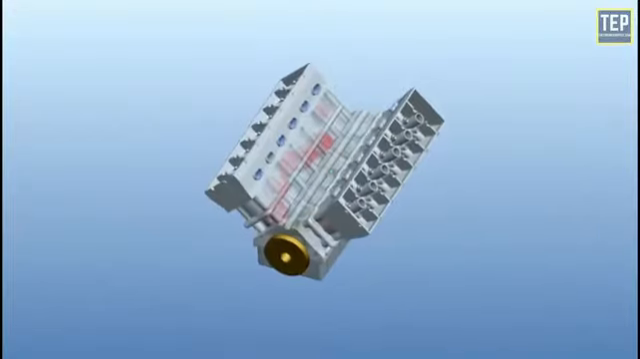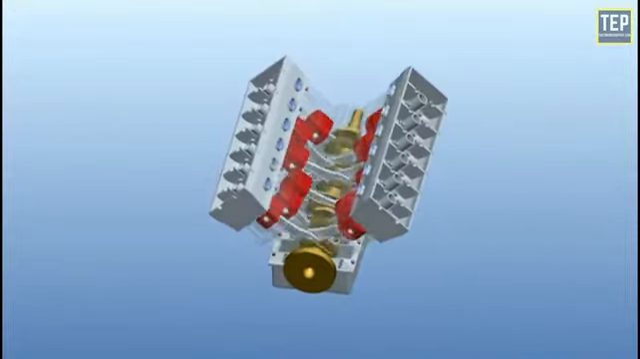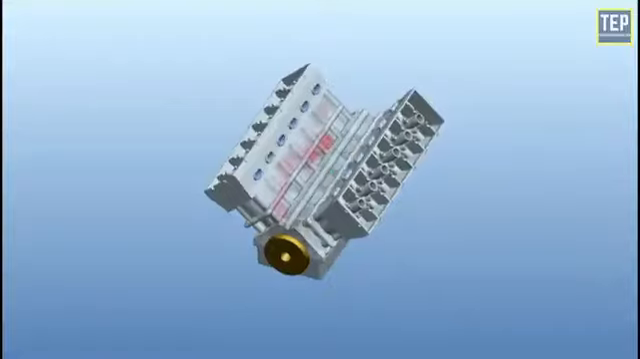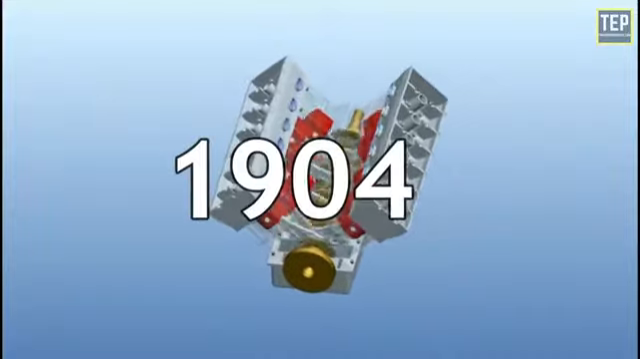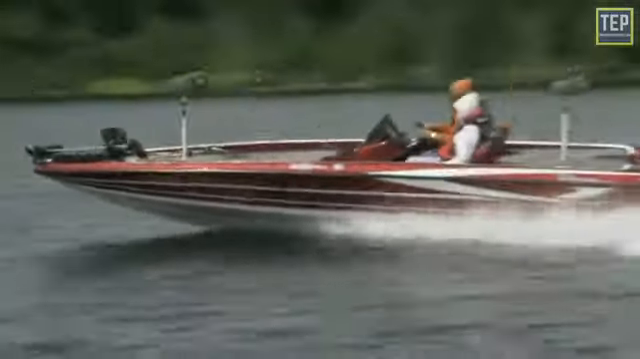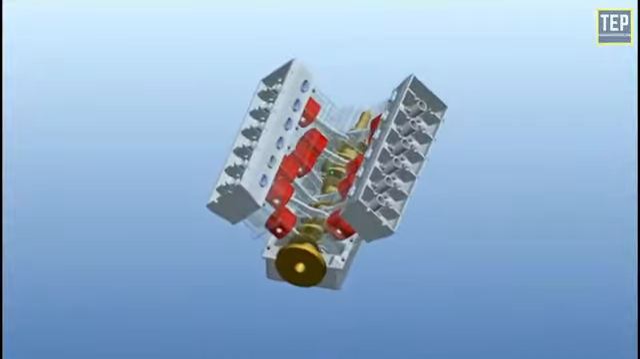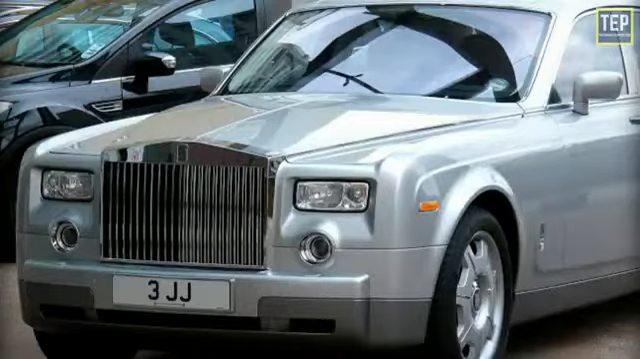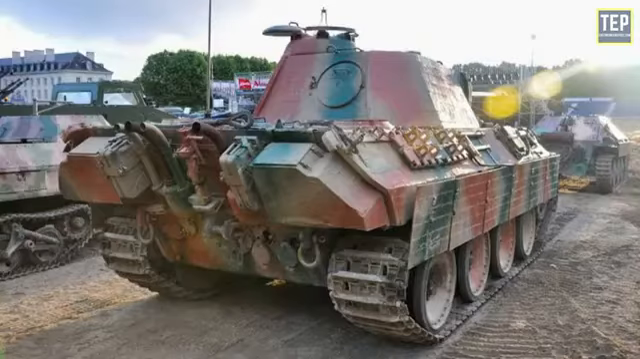A V12 engine is a 12-cylinder piston engine, and they are more common than V10 engines, and less common than V8 engines. The first V12 engine was built in 1904 for use in racing boats. Due to the balanced nature of the engine and the smooth delivery of power, V12 engines were found in early luxury automobiles, boats, aircraft, and tanks.